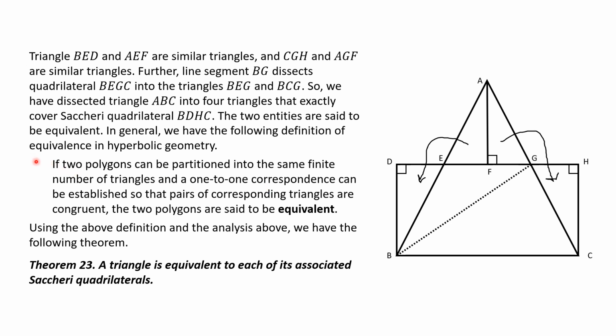And we have a more general definition here. If two polygons can be partitioned into the same finite number of triangles and a one-to-one correspondence can be established so that pairs of corresponding triangles are congruent, which is what we've done here, the two polygons are said to be equivalent. And we also have a theorem more specific to a triangle and its associated Saccheri quadrilateral. In general, a triangle is equivalent to each of its associated Saccheri quadrilaterals. And we kind of showed that for one case here.